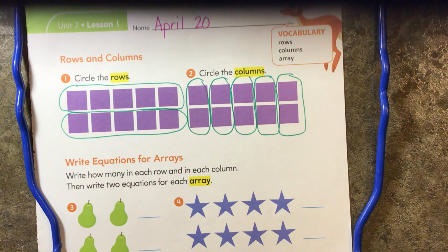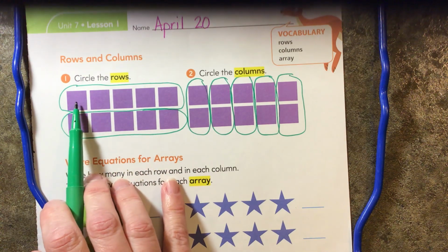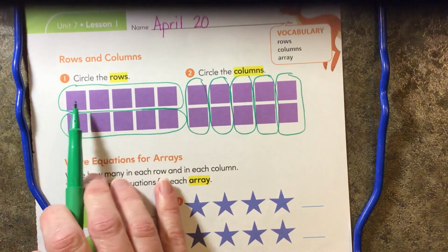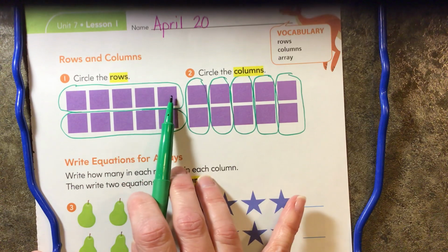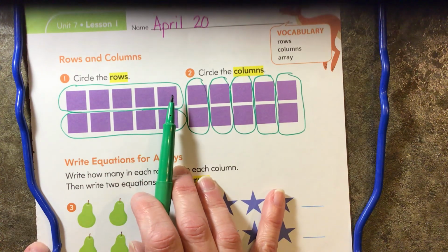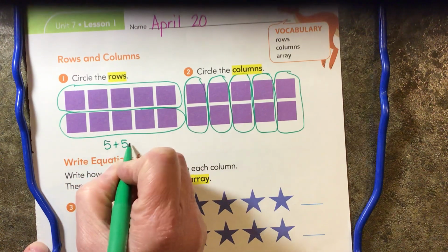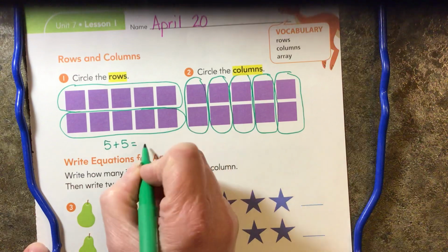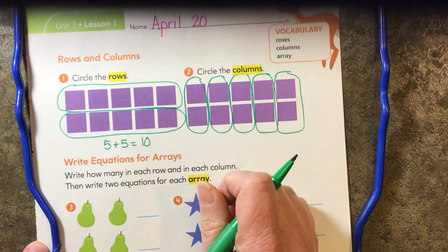All right, so we see here, if we look at number one, I have two rows, and in each row I have 1, 2, 3, 4, 5. I have 5 in each row. Okay, so I can say that 5 plus 5 equals 10. If I count, I have 10 squares.